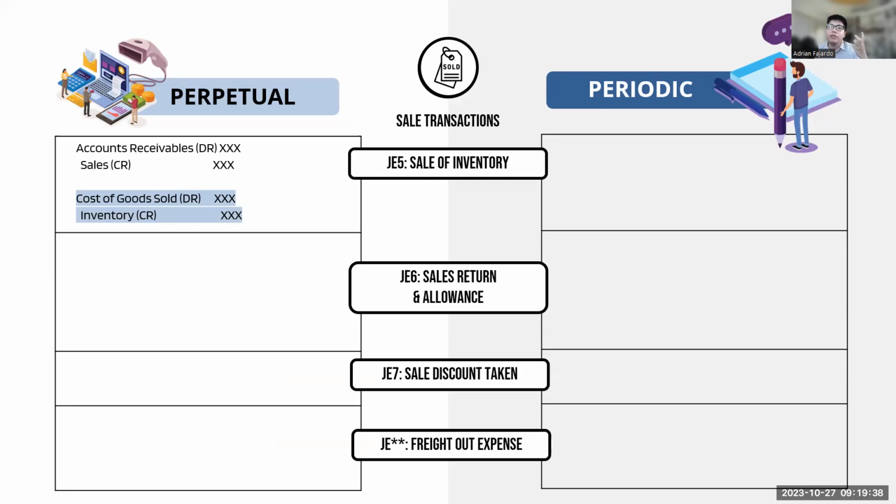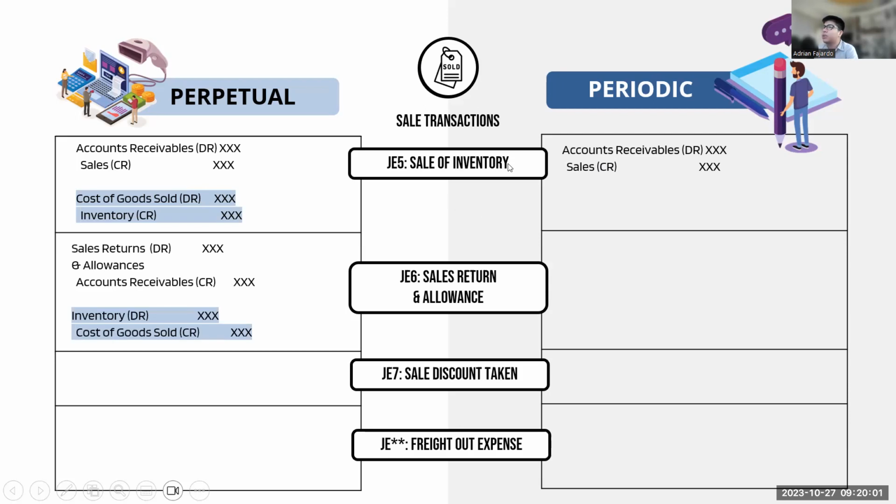Yeah. Ano ulit yung difference? Ano worries? Ano ulit yung difference? For periodic, we only recognize cost of goods sold at the end of the period. Meaning, every time may sale ka sa periodic, isa lang yung journal entry mo. AR, sales lang. The one to recognize the revenue.